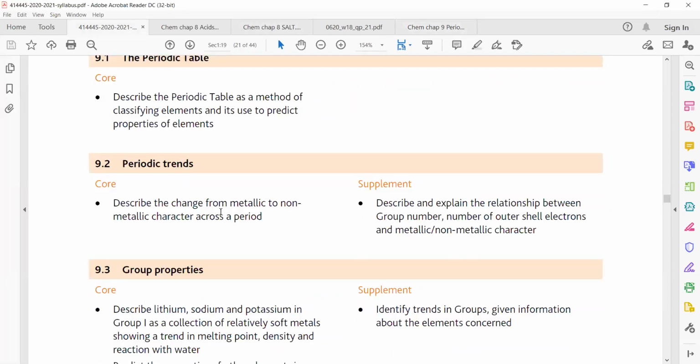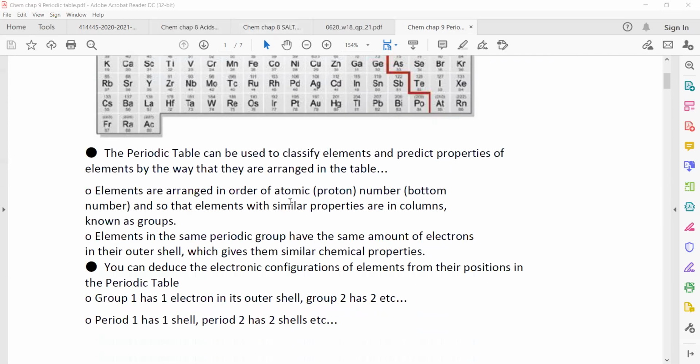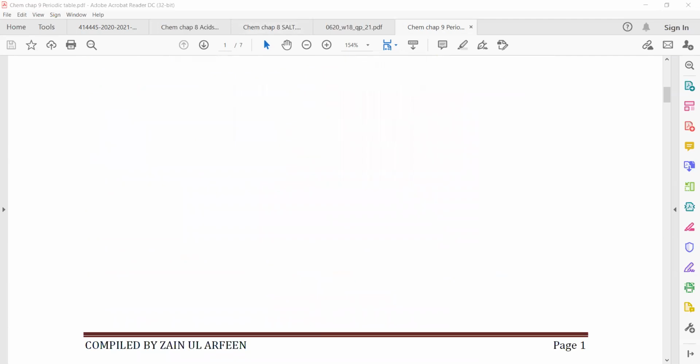Describe the change from metallic to non-metallic character across the period, and describe and explain the relation between group number, outer shell electrons, and metallic and non-metallic character. So when we move from left to right, the metallic character changes to non-metallic character. Group number shows the number of electrons in the outermost shell, and this is how we can identify whether an element is a metal or non-metal. If it has few electrons, for example 1, 2 or 3 electrons in the outermost shell, we categorize that as a metal. If more than 3, then we categorize it as a non-metal.